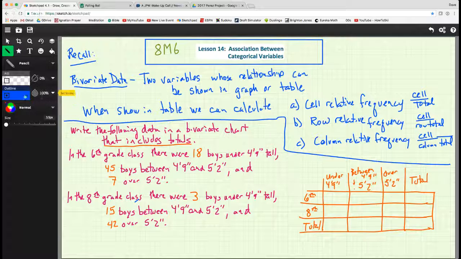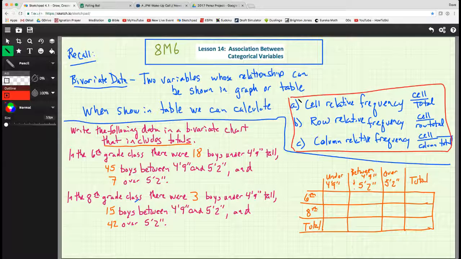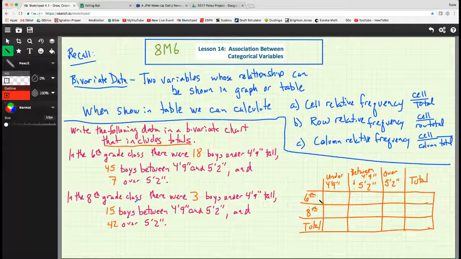Okay, and we're going to use these tools that we learned how to calculate in lesson 13, calculating column relative frequencies and row relative frequencies, to find out whether or not these 2 things are correlated or associated. In other words, if you know one of the variables, does it change the likelihood of having another one of the variables have a certain value? In other words, are 8th graders tend to be taller than 6th graders? Well, we think the answer is yes, but we're going to look at this data that we collected at our school and verify that that is true.